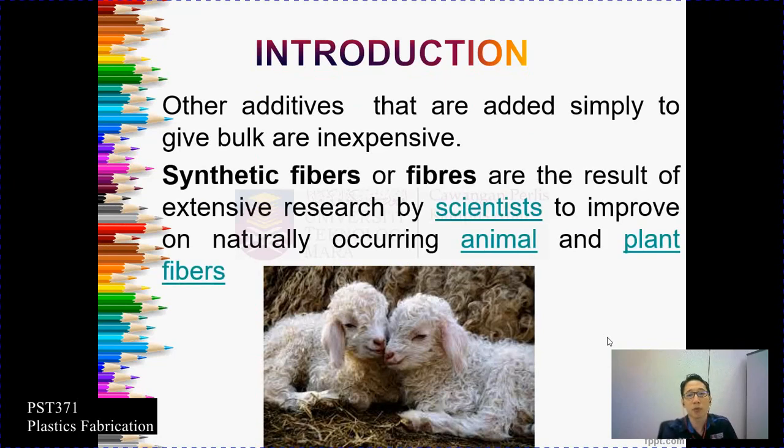are inexpensive. So some of the natural fillers are added to that polymeric material to reduce the cost. Okay. Whereas, in order to achieve these types of filler technologies, synthetic fibers or fibrous are the result of extensive research by scientists to improve a naturally occurring animal and plant fiber. So, they manipulate the manufacturing of synthetic fibers to replace a natural filler itself. The purpose is to reduce the cost of the final product.